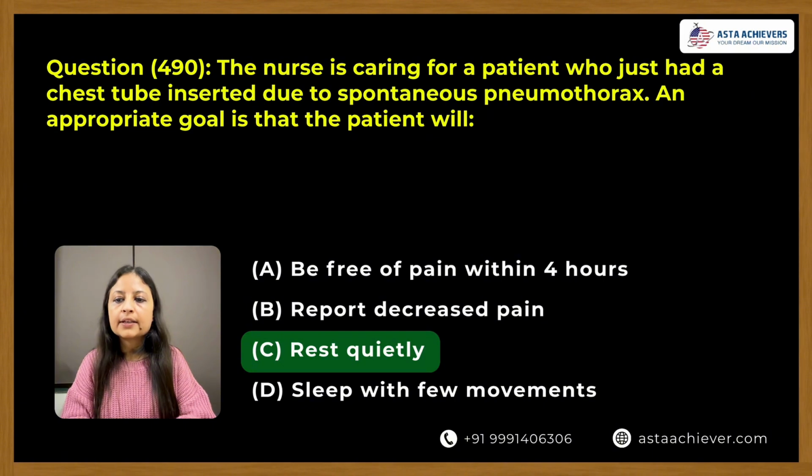Question number 490. A nurse is caring for a patient who just had a chest tube inserted due to a spontaneous pneumothorax. An appropriate goal is that the patient will option A, be free of pain within 4 hours. Option B, report decreased pain. Option C, rest quietly. And option D, sleep with few movements. So option C, rest quietly, is the correct answer.